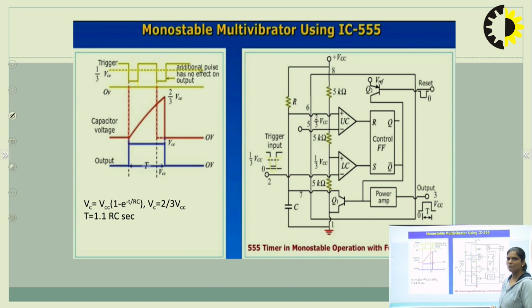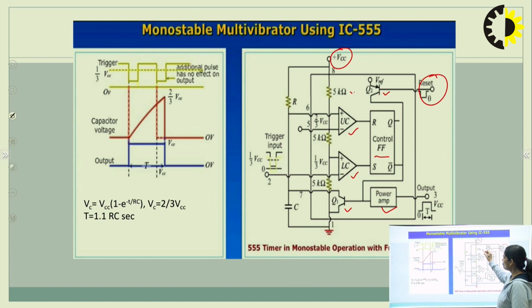Here is the RS flip-flop. Two comparators are there, the upper comparator and the lower comparator. Two transistors are there, Q1 and Q2. Now here is the reset pin. This one is your reset pin. Now this is your power amplifier, used as an inverter. Here is your power supply plus VCC.